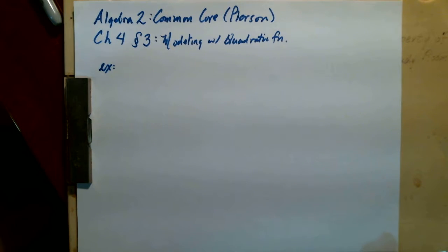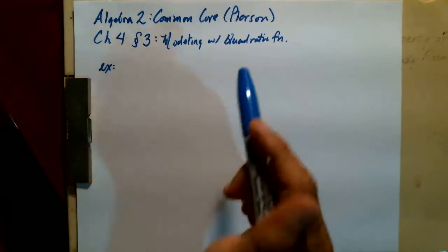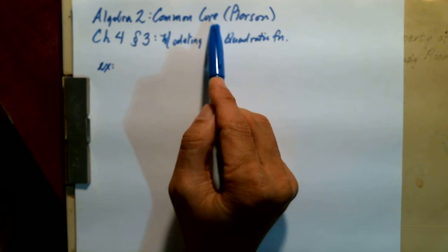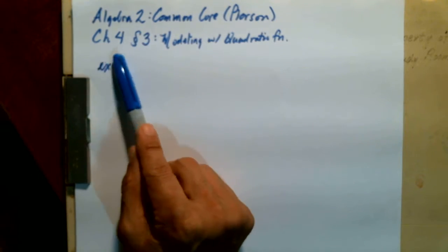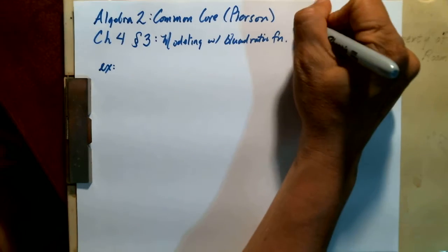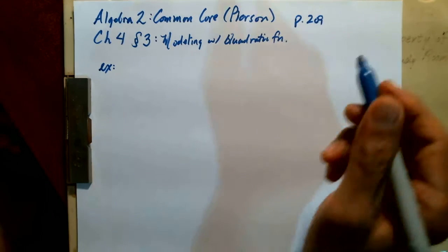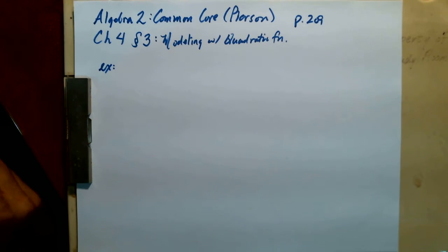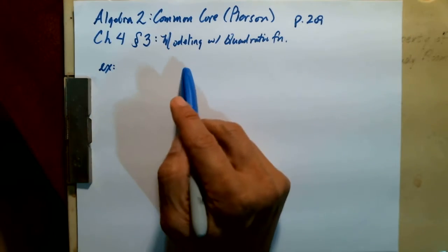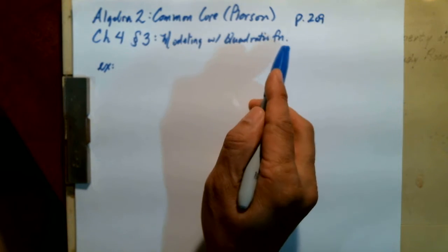I will be going over Pearson, Common Core, Algebra 2, Chapter 4, Section 3. I believe it starts on page 209. There it is right there. And the name of the section is Modeling with Quadratic Function.